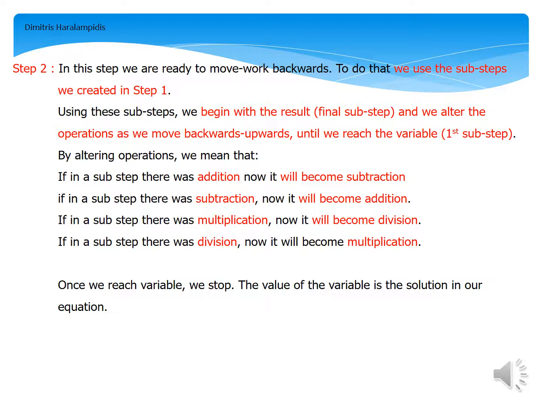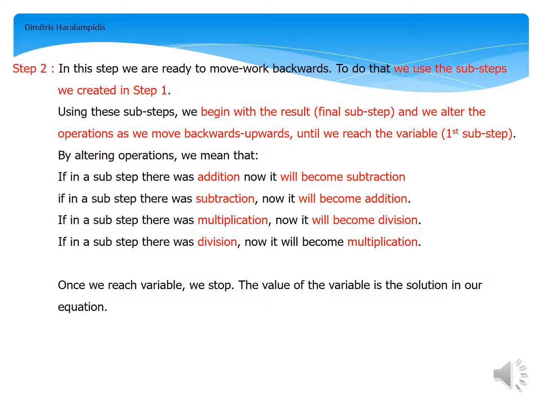In the second step now, we are ready to move or work backwards. To do that, we use the substeps we created in step 1. Using these substeps, we begin with the result, which is actually the final substep, and we alter the operations as we move backwards or upwards, if you like, until we reach the variable, which is the first substep.